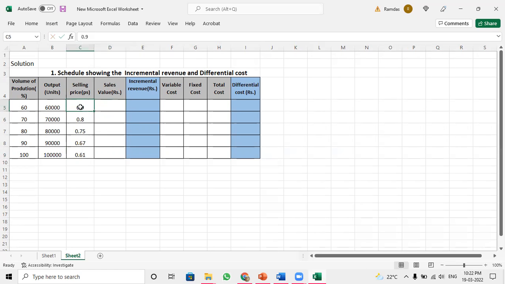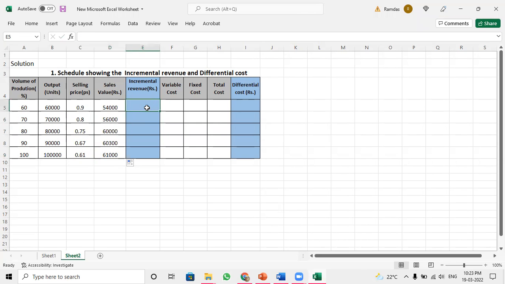So as we have the selling price and output, you can calculate the sales value. Sales value is equal to output into selling price. I apply the same formula for the rest of the levels as well. So we have sales of 54,000, 56,000, 60,000, 60,300, and 61,000.